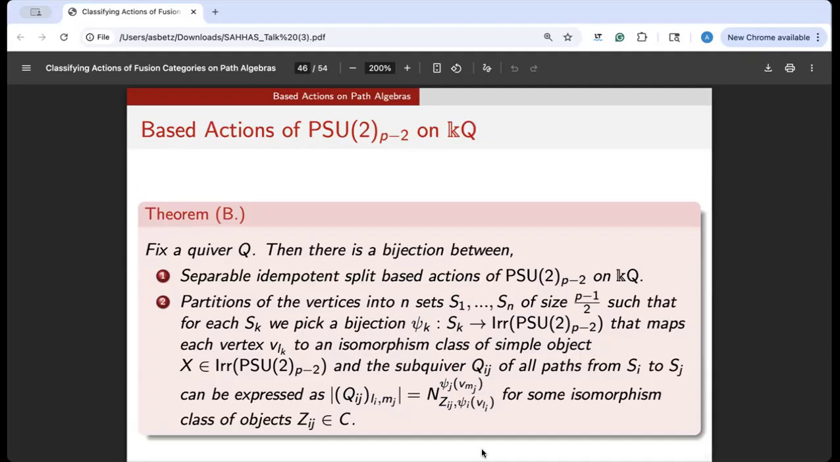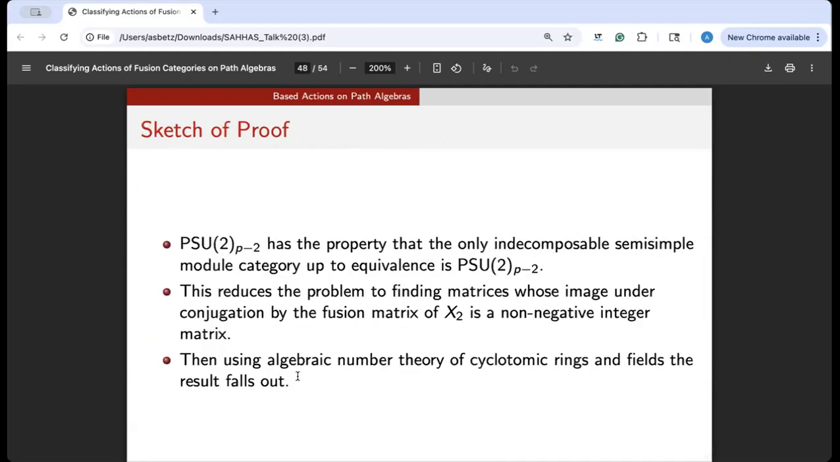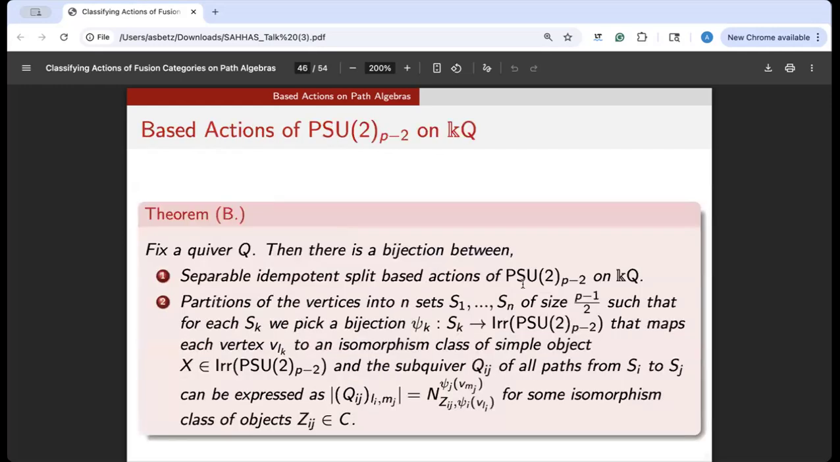So okay, you're grouping your vertices into sets of the same size. For something like PSU2, the only indecomposable module category is itself, and so all semisimple module categories are just direct sums of PSU2 a bunch of times. This is why it's really nice to work with. Say we take rep S3. Rep S3 has more than three irreducible module categories, sorry, it has multiple ones.